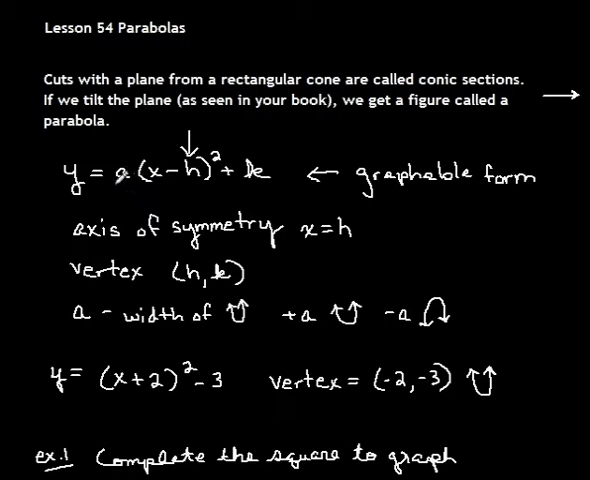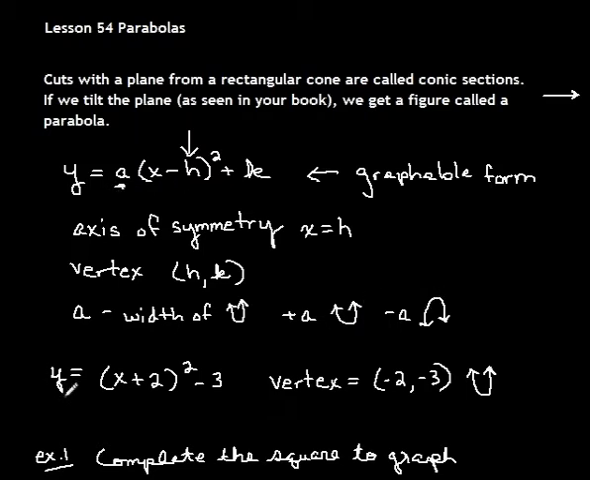A, which we're not going to deal with too much in this book, the number in front, tells you how wide it is. If it's a 3 or 4, a whole number, it's going to be narrower than if it's a fraction. The fraction ones would be wider, the whole number ones will be more narrow. The bigger the number, the more narrow it's going to be. The thing we are going to concern ourselves with, though, is whether the a is positive or negative. If this value in front of this quantity is positive, it's going to go up. If the value is negative, it's going to go down.